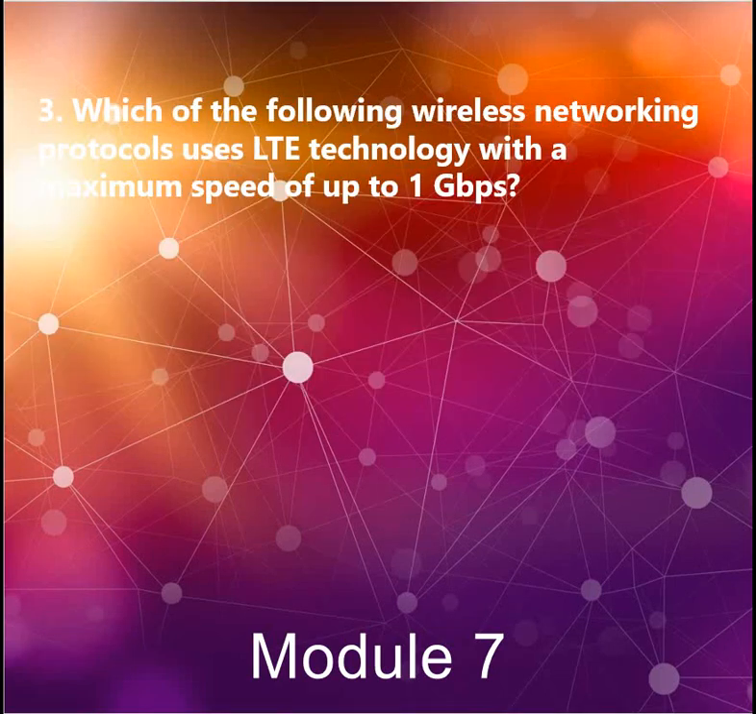Which of the following wireless network protocols use LTE technology with a maximum speed of up to 1 gigabit per second? So when you see these 5th generation, 4th generation, 3rd generation, that's short for 3G, 4G, 5G. All right, so 5G is a lot faster. It's the current technology, so that wouldn't be the correct answer. If you remember, before 5G came out, if you had your cell phone on you, you look up in the top right-hand corner, you might see LTE on there. That's 4th G. That's the correct answer, 4th generation.